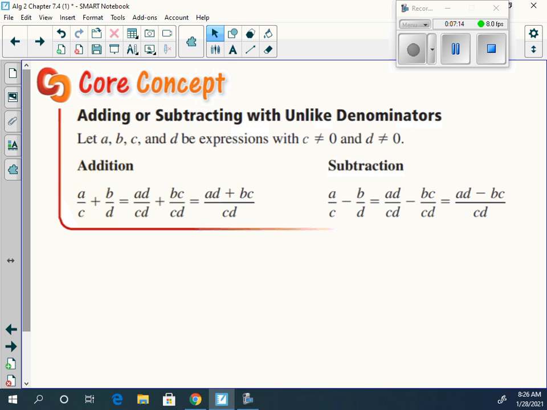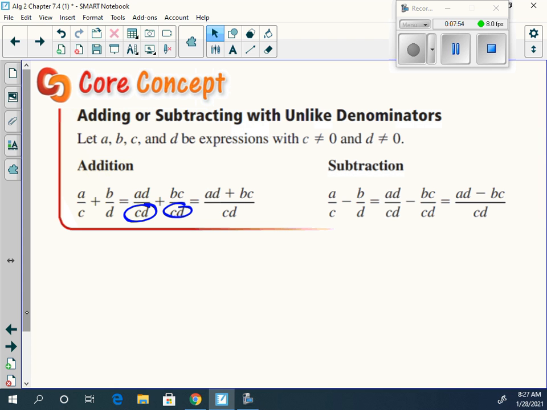So are we good with this here so far, yes? So when we add or subtract any rational expressions, we can add them or subtract them as long as what? The denominators are the same. What if they're not? Well, we have to make them be the same. We have to make them match. So we see here, a over c plus b over d, we have to get the denominators to be the same so that we can add the numerators. The same goes for subtraction.